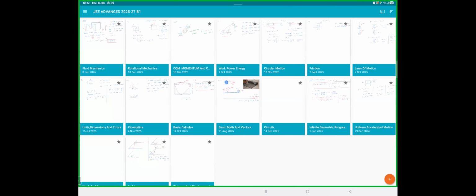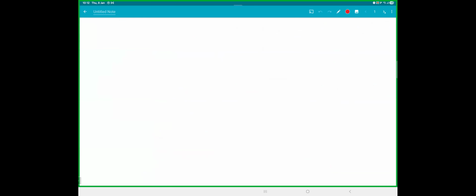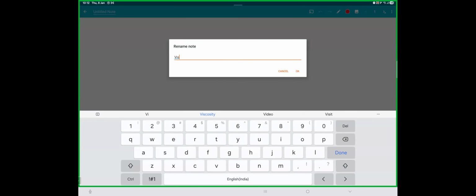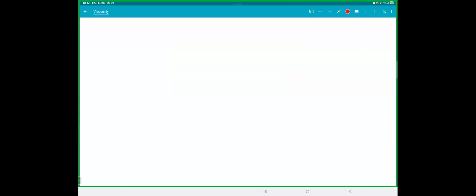The next part, viscosity. We will just do a little introduction today. Viscosity is again quite a small chapter. So what is viscosity? Till now we dealt with ideal fluids where there was no friction. In case of solids, we call it friction. In case of fluids, we call it viscosity.